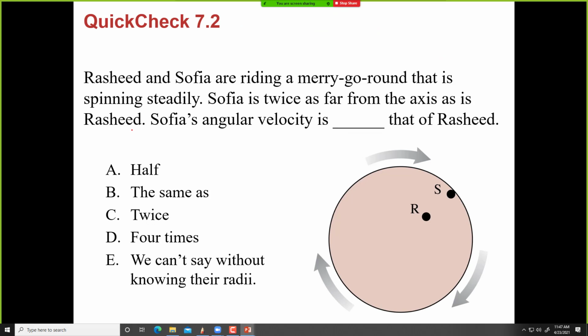So let's say you have this question. Rashid and Sophia are riding a merry-go-round that is spinning steadily. Sophia is twice as far from the axis as Rashid. Sophia's angular velocity is half that of Rashid, same as that of Rashid, twice, 4 times, or we cannot say without knowing their radii. So what's the answer? It's the same, yeah.